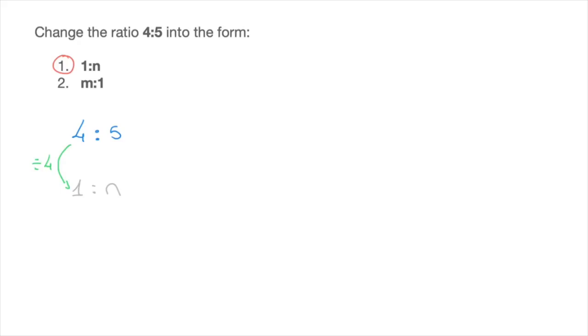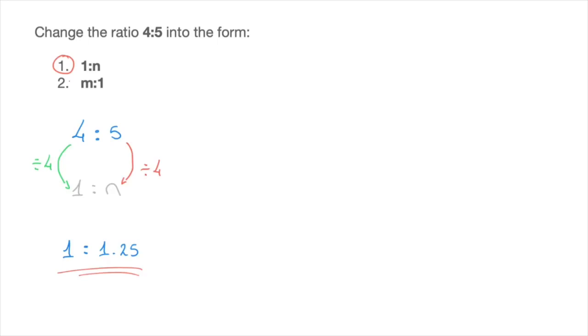In other words, we also have to divide 5 by 4. Doing so leads to the following. We have 4 divided by 4, which equals 1. So we have 1 to 5 divided by 4, which you can check is 1.25. And that's the answer. We've just rewritten the ratio 4 to 5 as 1 to 1.25.